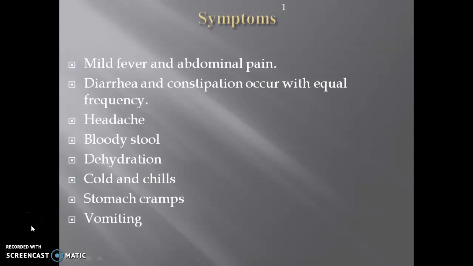Now, what are the symptoms? Symptoms of typhoid fever are characterized by mild fever and abdominal pain. Diarrhea and constipation occur with equal frequency. That means 50% of the time diarrhea occurs and the other 50% of the time a person has constipation. Other symptoms include dehydration, cold and chills, stomach cramps, and vomiting.